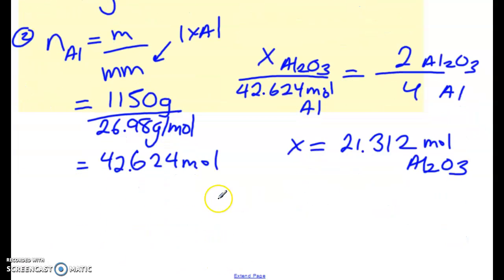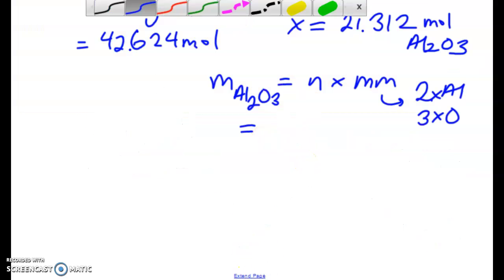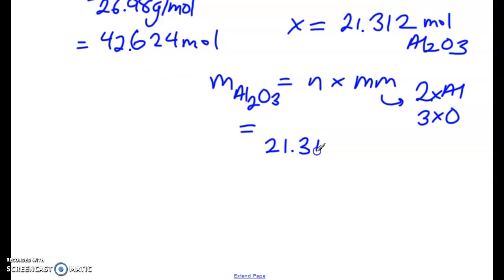And then the last piece of this is we're going to solve for the mass of aluminum oxide by doing moles times the molar mass. The molar mass is 2 aluminum and 3 oxygen. So this becomes 21.312 moles times, so this is 2 times 26.98 plus 3 times 16, 101.96 grams per mole times 21.312.